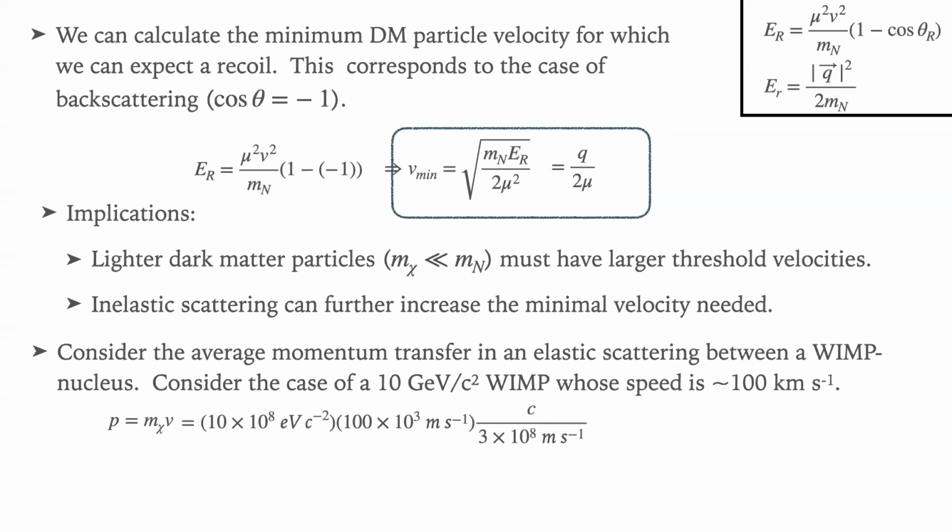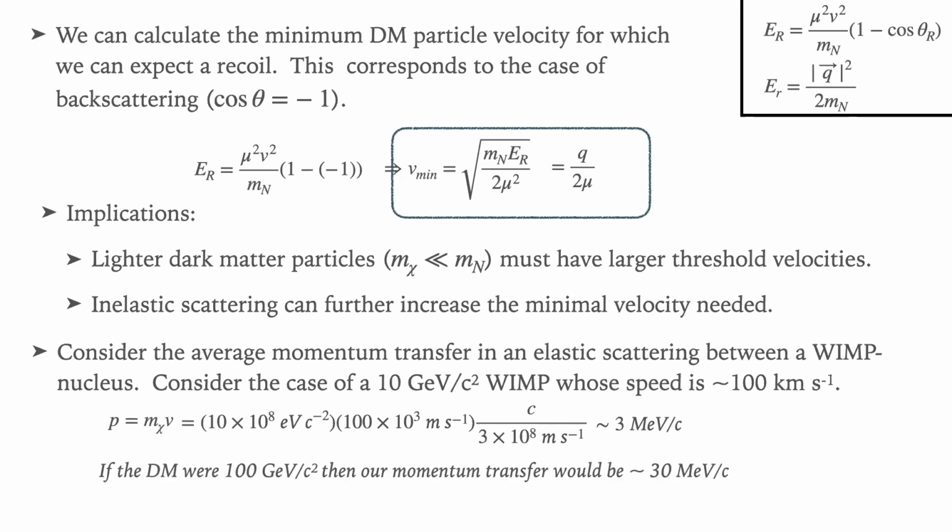So our momentum in that case can be just written out as the mass times the velocity, doing some unit conversions. We find that means that we need about 3 MeV per c of momentum transfer if the dark matter is 10 GeV. If I were then instead to have a 100 GeV dark matter particle, then the momentum transfer essentially is just a factor of 10 bigger. And then we're talking about 30 MeV per c, the momentum transfer that we need.